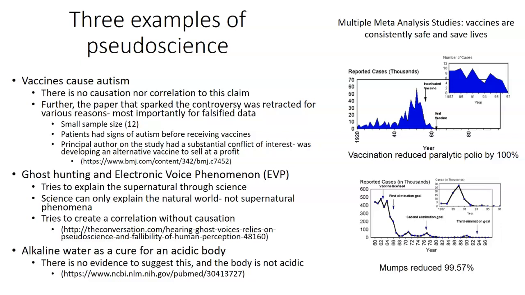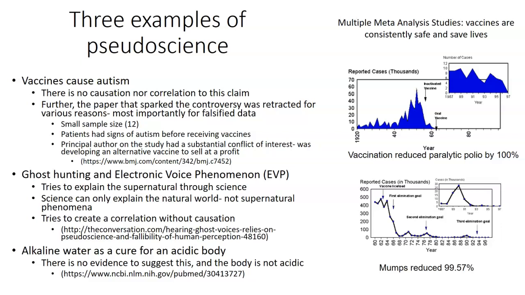And in reality, if we look at the paper itself, it had a lot of problems that we would say make it pseudoscience. First of all, it had a very small sample size. Only 12 children were enrolled in the study. In reality, for a study that makes this sort of claim, you would expect 1,000 or more participants. In addition, those children had signs of autism before they even received vaccines. And the principal author of the study, in fact, had a substantial conflict of interest. He was currently developing an alternative vaccine to sell at a profit for people instead of letting them take the MMR. So together we can see how this is a good pseudoscience example.